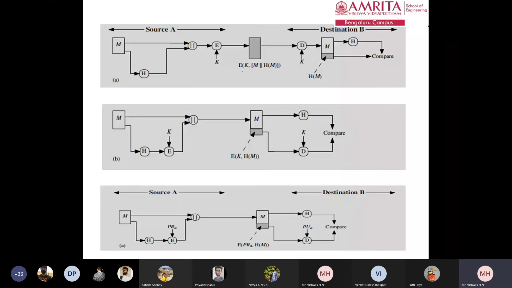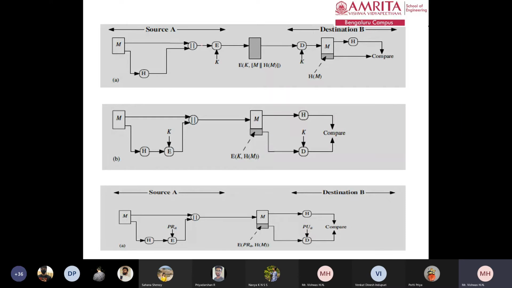What is there in it? Message plus hash code. You are giving it to the destination. What does the destination do? First it will decrypt it, and once it is decrypted, it receives the message and creates a hash code of that message, and whatever message it received, it will compare it. Is that clear? I have written the diagrammatic representation, but this is another way.